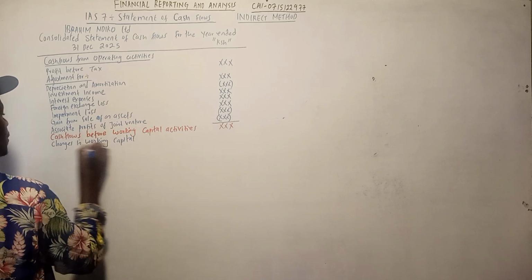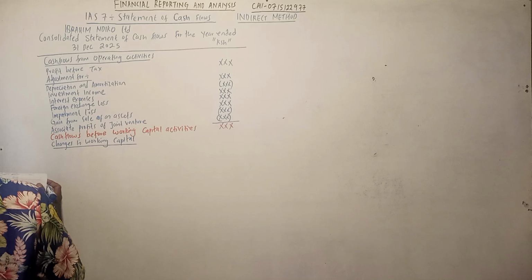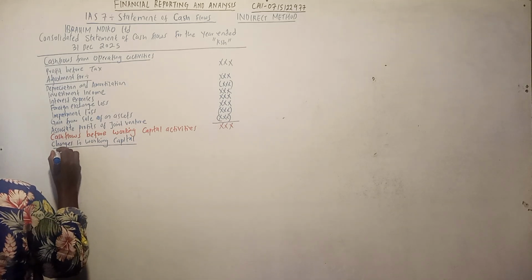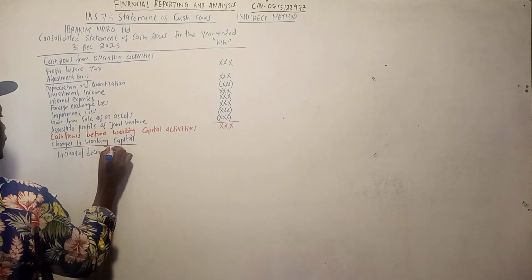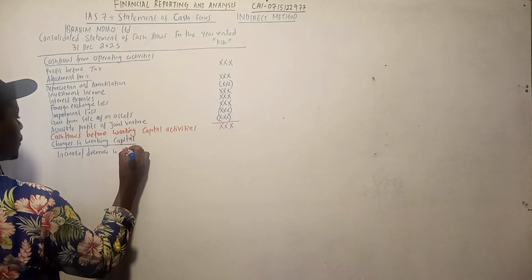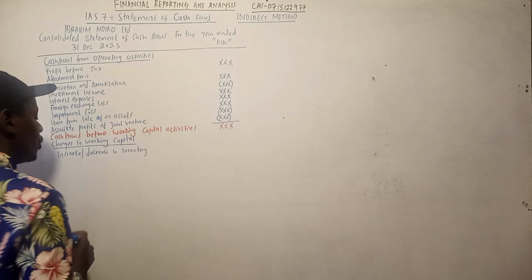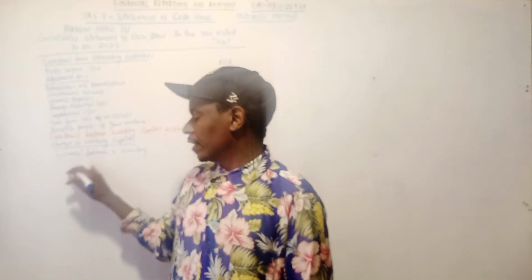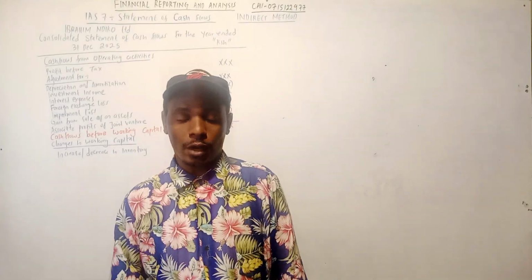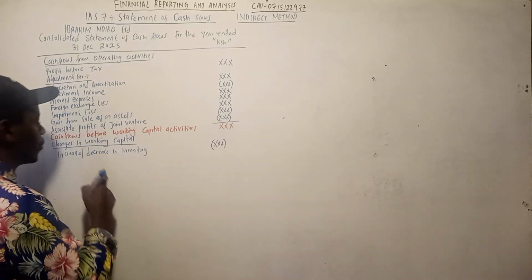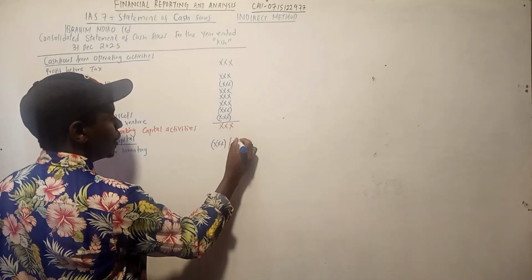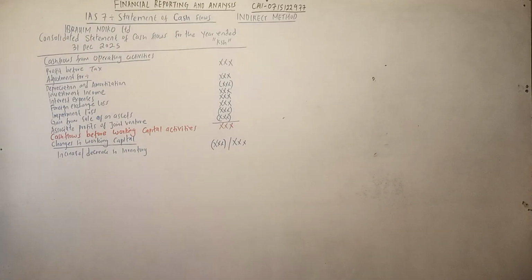In working capital, number one, you can have either an increase or a decrease in inventory. When you have an increase in inventory, it means we have purchased more inventory. When you have a decrease in inventory, it means that we have sold our inventory. So when you have an increase, it is money out, so we need to deduct. But when you have a decrease, it is money in, so we need to add. You need to be very careful with that one.